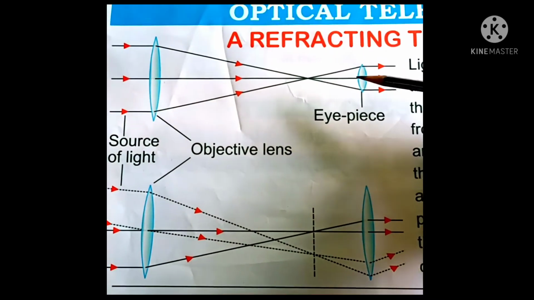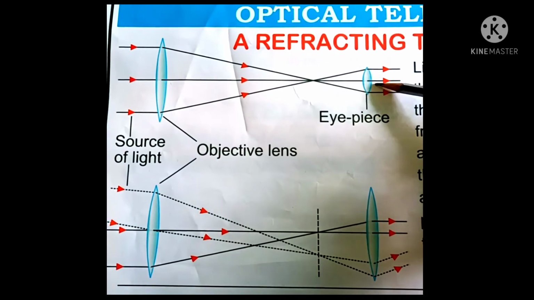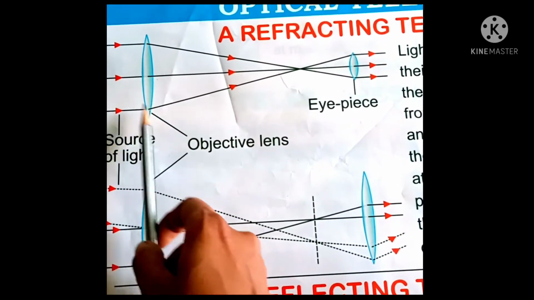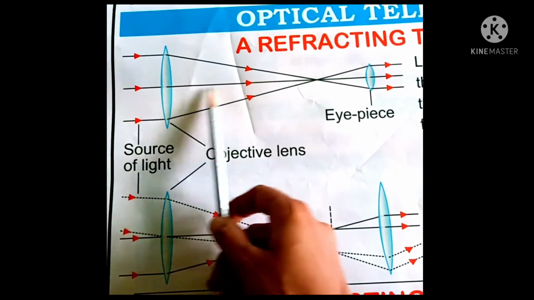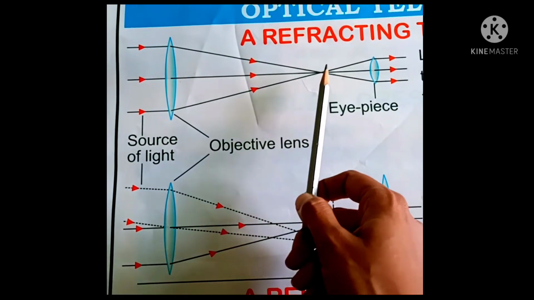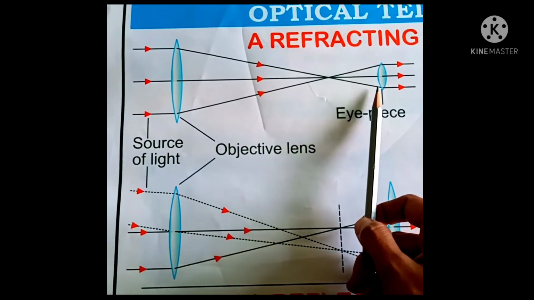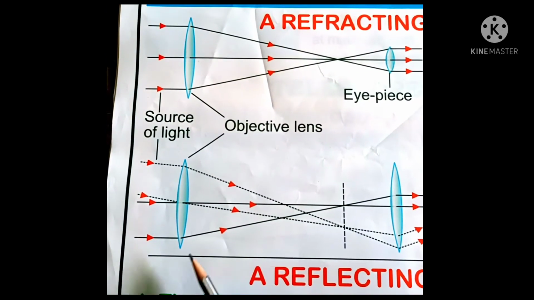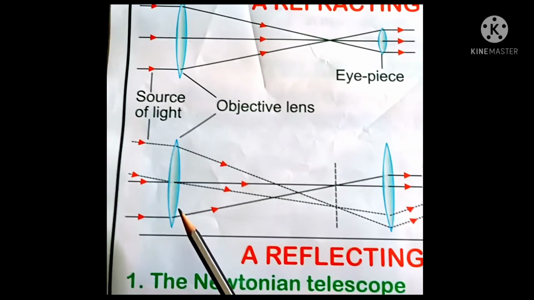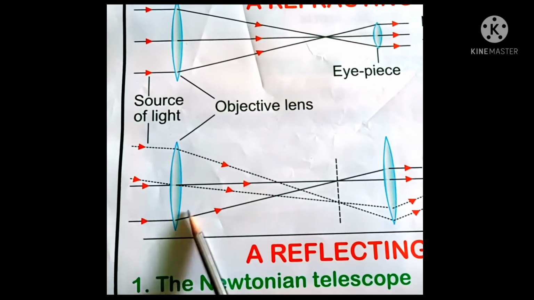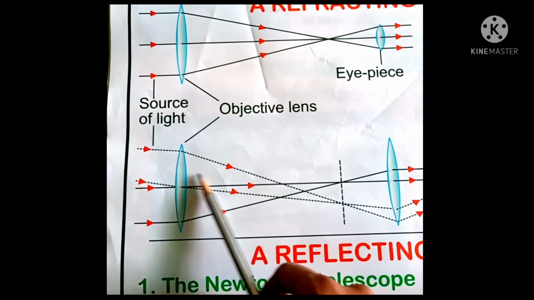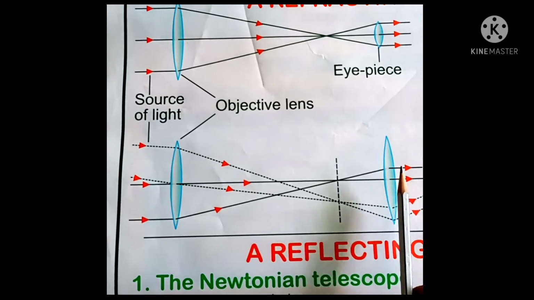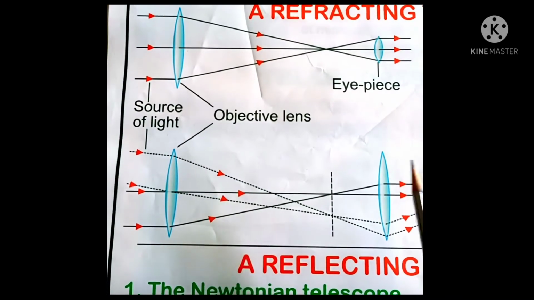This eyepiece is a little bit smaller in size. In the first case, the rays coming from infinity are parallel. Passing through this lens, they converge, and from there these rays pass through the eyepiece and you can see the object. Now the next one: the rays are coming from the source, they converge at one point, and from there they pass through the other lens and we are able to see the object through the eyepiece.